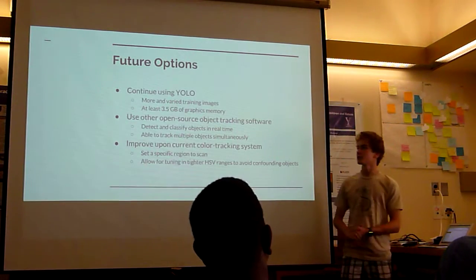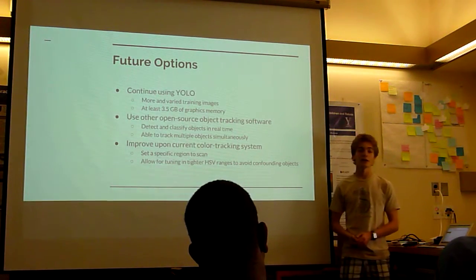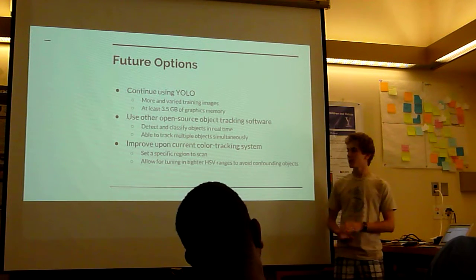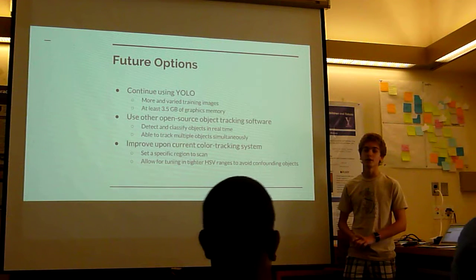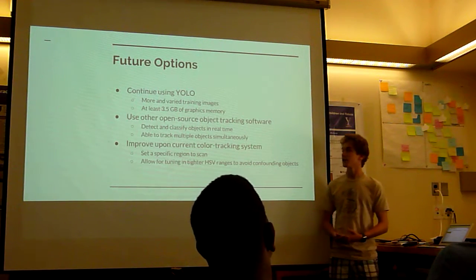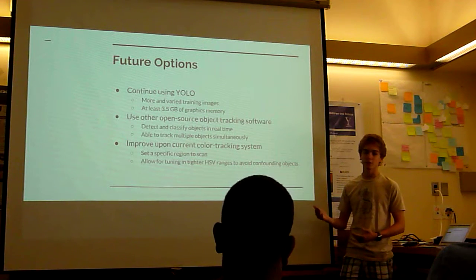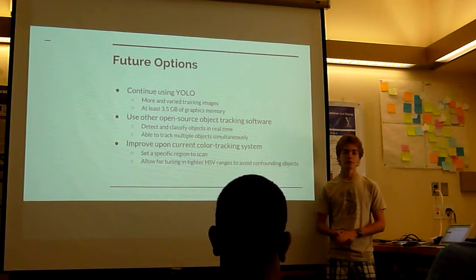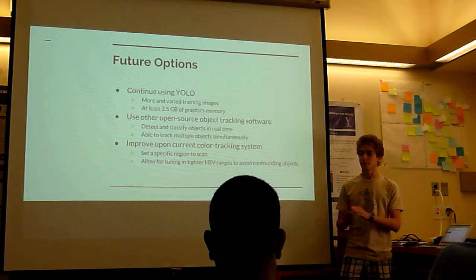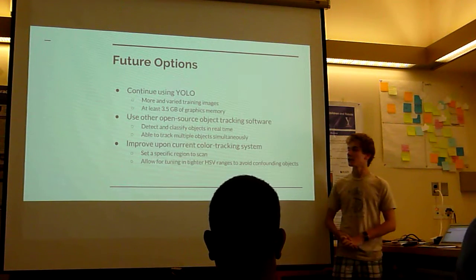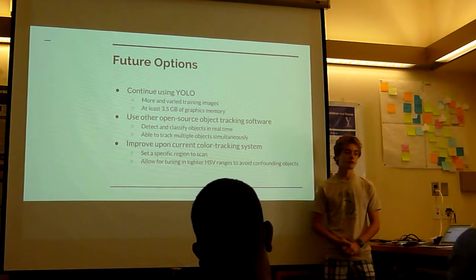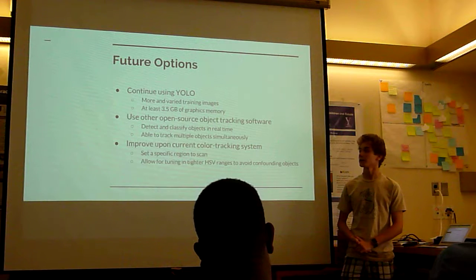And so in the future, if you still want to continue to try to improve the vision system, I can see 3 possible options. The first is to continue to use YOLO and try to improve the training. As I said before, you need to take more training images as well as varied images, so images with different backgrounds and images further away, as well as have a computer with at least 3.5 gigabytes of graphics memory, so you're able to utilize the full version of the model.